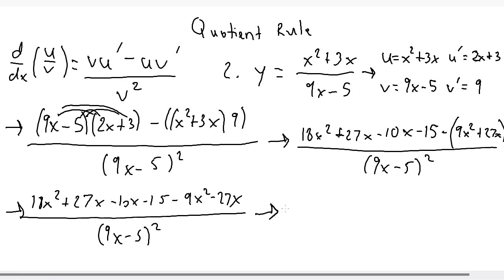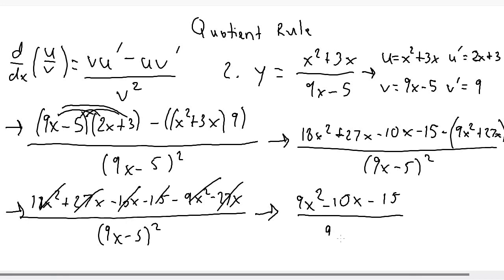So now to simplify this, we can just look for like terms. So we have 18x squared and negative 9x squared. So 18 minus 9 is 9, 9x squared. Positive 27x and negative 27x cancel. And we also have a negative 10x. So we have a minus 10x there. And then we obviously have a remainder of negative 15. Once again, all over 9x minus 5 squared. And that is the derivative.